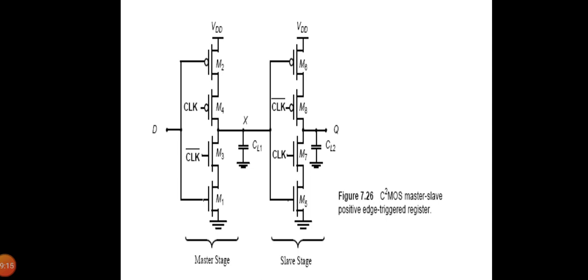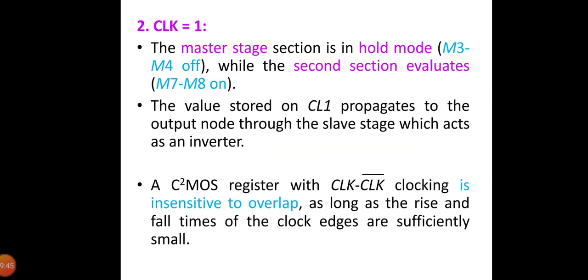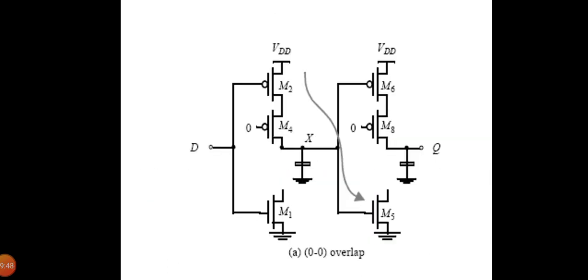The overall circuit operates as a positive edge triggered master-slave register, very similar to the transmission gate based register presented earlier. However, there is an important difference: the C-squared MOS register, with clock and clock bar, is insensitive to overlap as long as the rise and fall times of the clock edges are sufficiently small. To prove this statement, we can examine both the 0-0 and 1-1 overlap cases. Let us see this diagram.